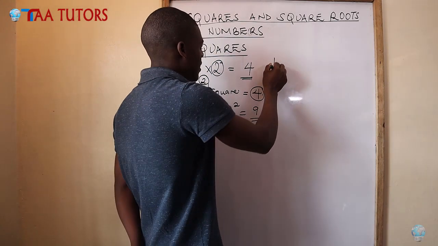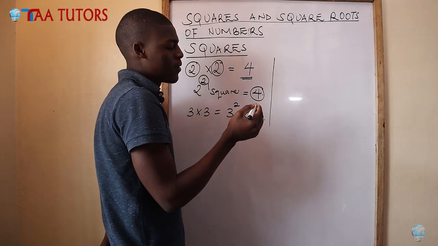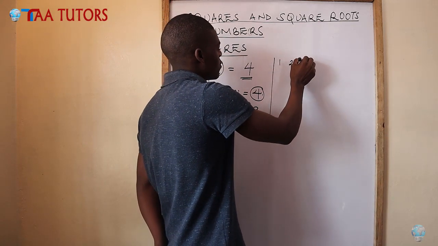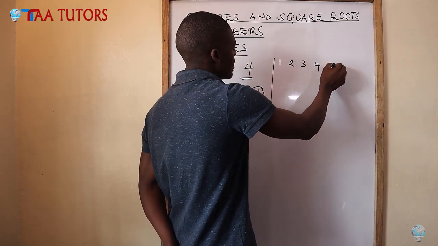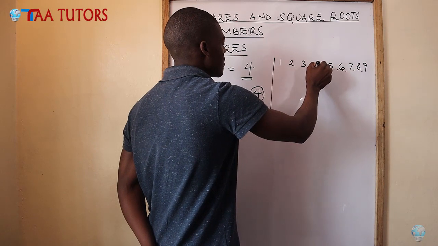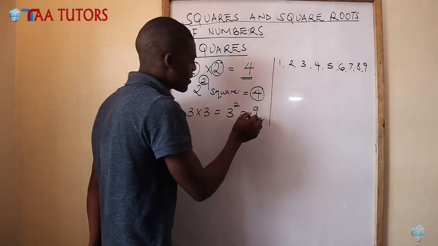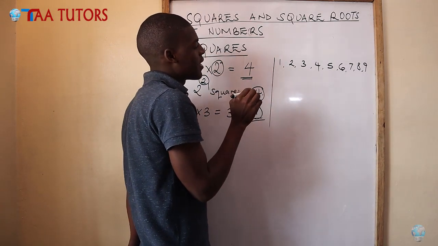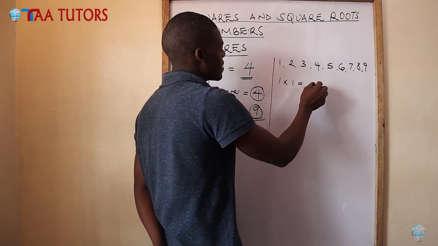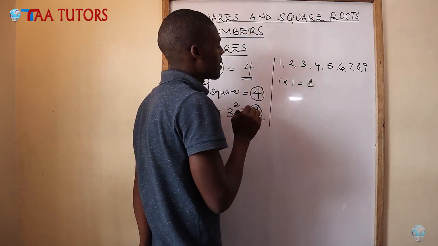There are some numbers that, when we look at them, cannot form squares. When we have 1, 2, 3, 4, 5, 6, 7, 8, let me reach 9. We can see that from 1 to 9, there are numbers which are squares, and there are those which are not exactly squares. When we take 1 times 1, we are going to get 1. 1 times 1 gives us 1.